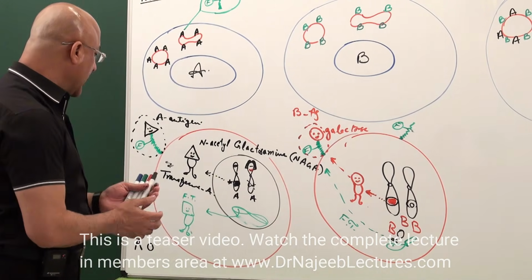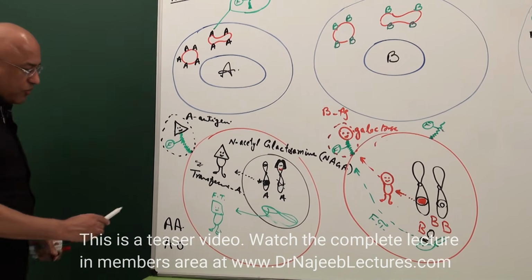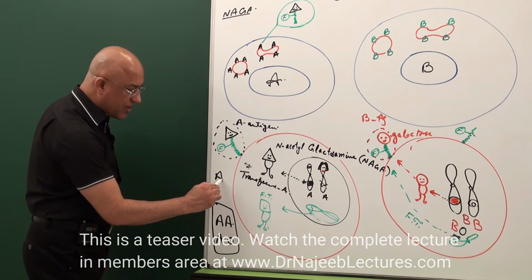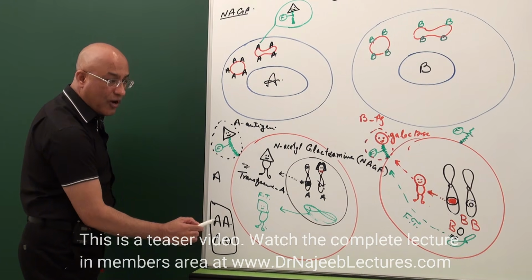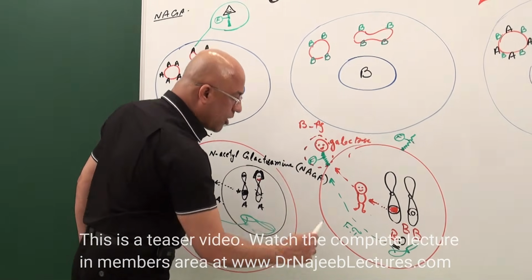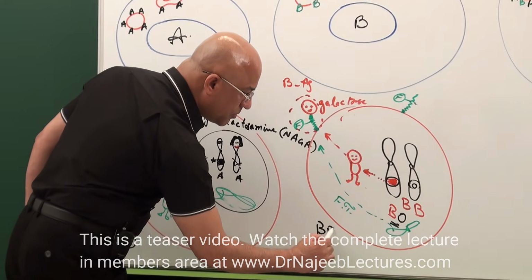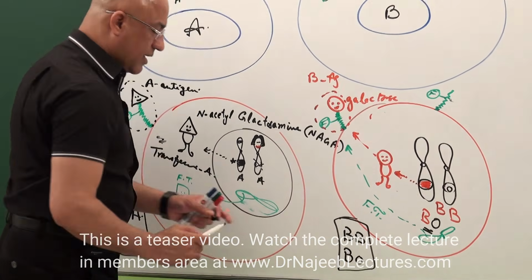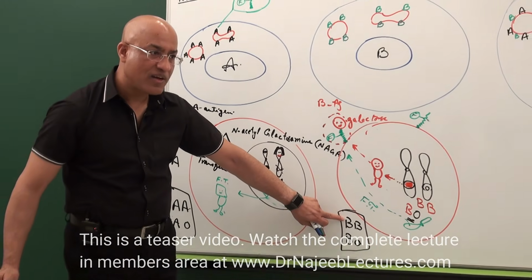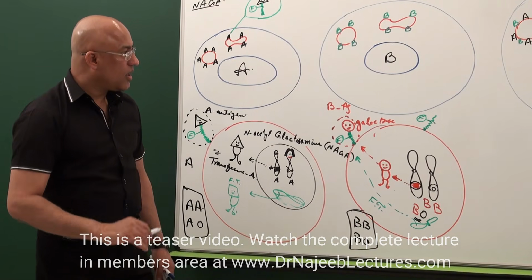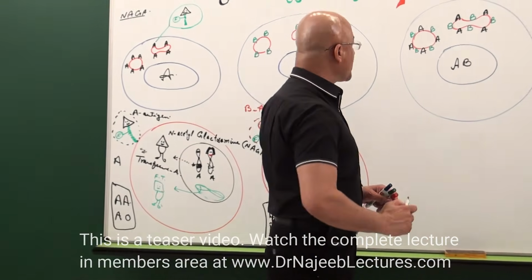So how many genotypes are there for blood group A? There are two genotypes. The phenotype is A. The genotypes are AA or AO. People who have blood group B, how many genotypes can they have? BB or BO. This person will be homozygous and this person will be heterozygous. Is that clear?